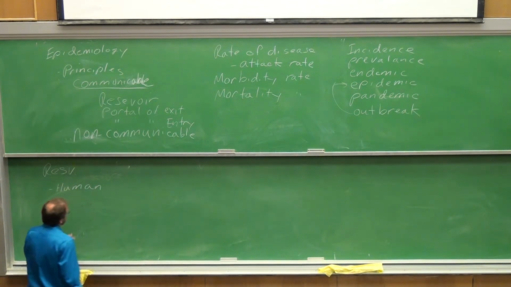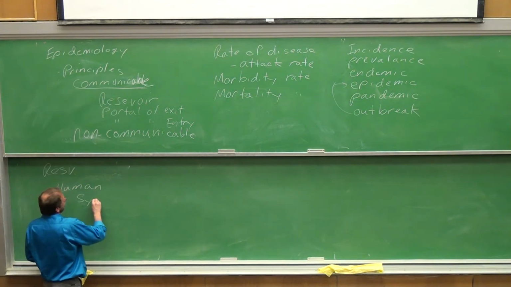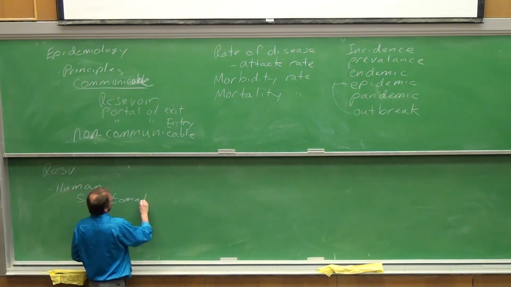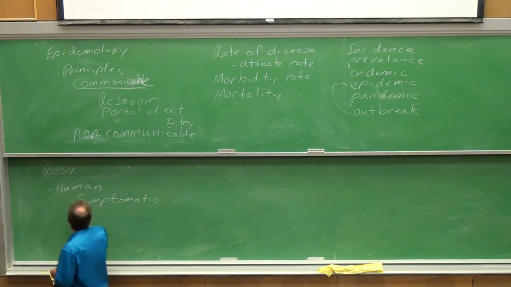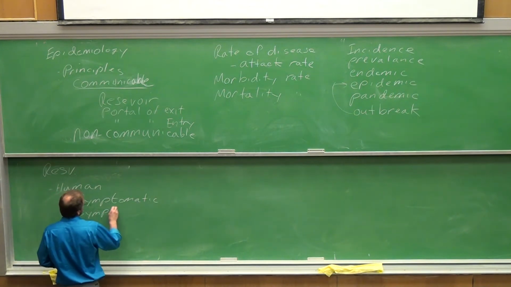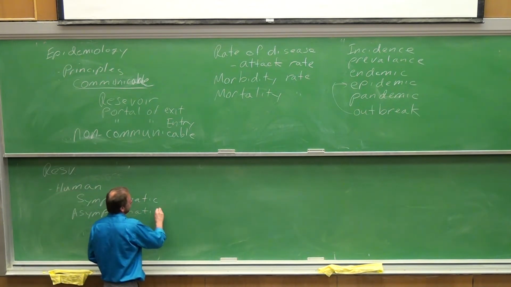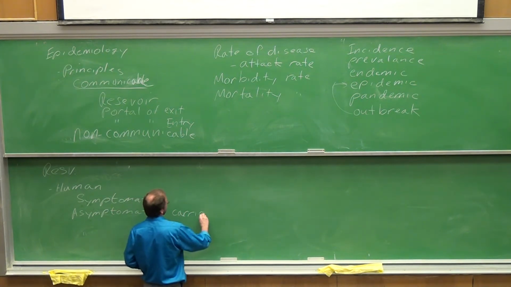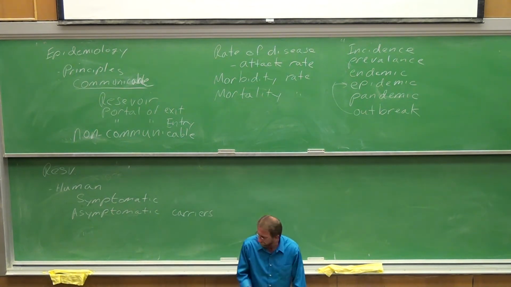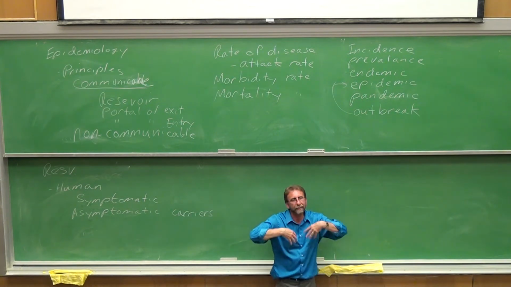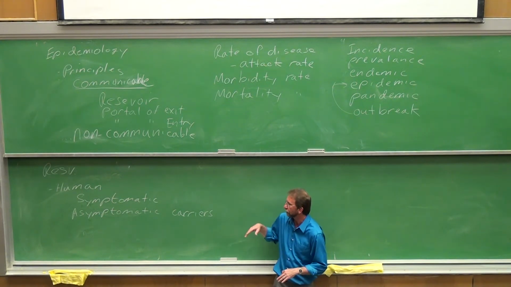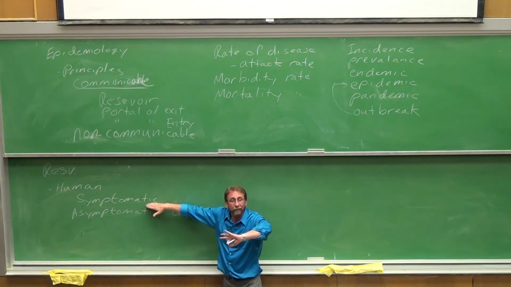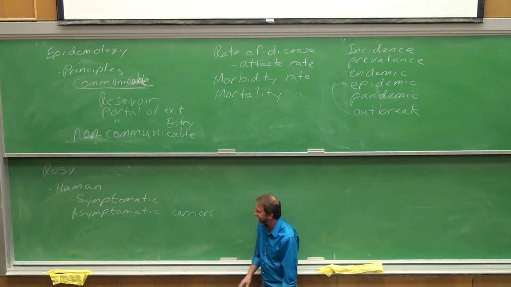With regards to humans, you can have symptomatic infections, but you can also have asymptomatic carriers. So, of course, those are symptomatic, those that we see signs of the illness. Coughing, sneezing, whatever it is, lesions that are developing, we can outwardly tell that they are sick, and we can quarantine these guys to prevent the spread of the disease.